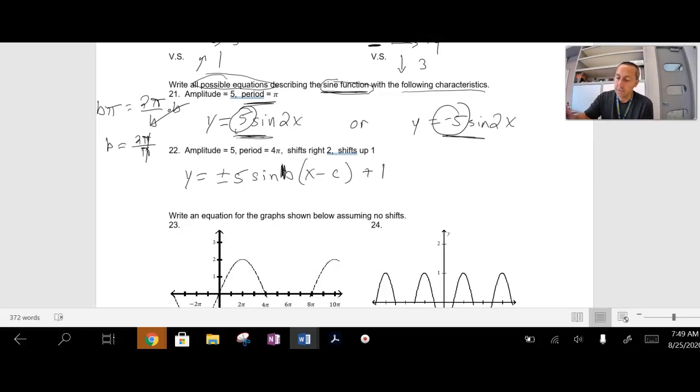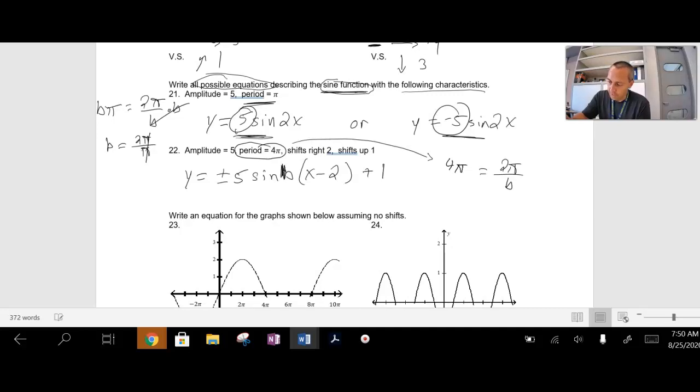Since our horizontal shift is right 2, that means we would do x minus 2. And then the last thing that we need to figure out is what is our b. The b we get from our period equation, that the period is equal to 2 pi divided by b. I am telling you in our problem that your period is 4 pi. So we're going to plug in 4 pi into that spot, and then we can solve for b.